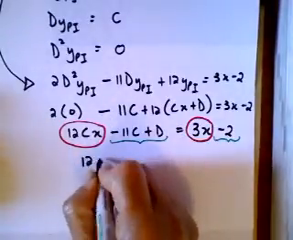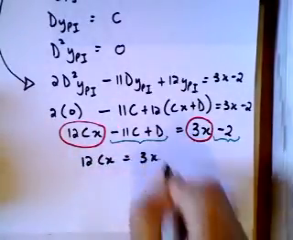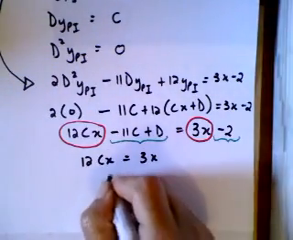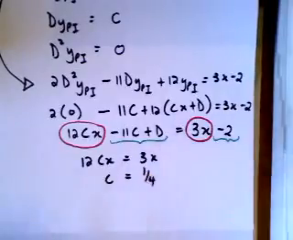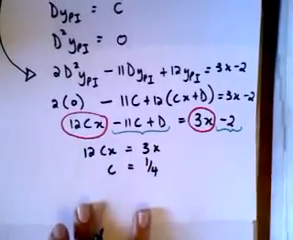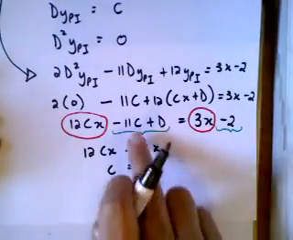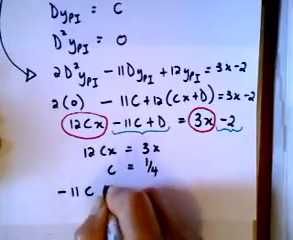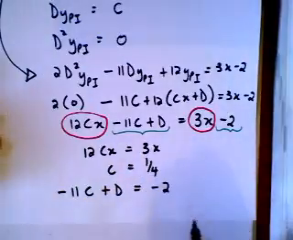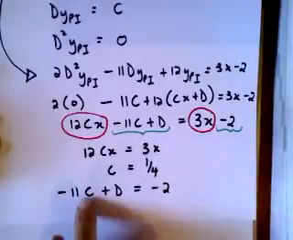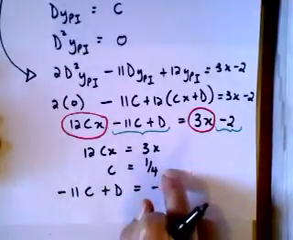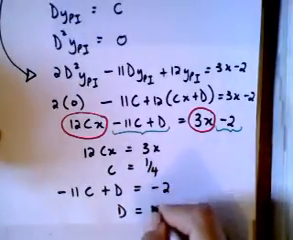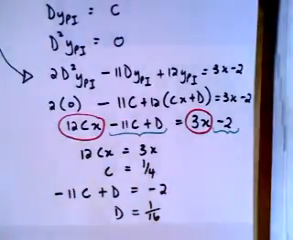So it means that 12cx must equal 3x. And the only way that is possible is if your c is equal to a quarter. Then your constant values must be equal to one another. So -11c + d must be equal to -2. You know what c is. c is a quarter, which means when you substitute in, you're going to find that your d value is going to be 1/16.